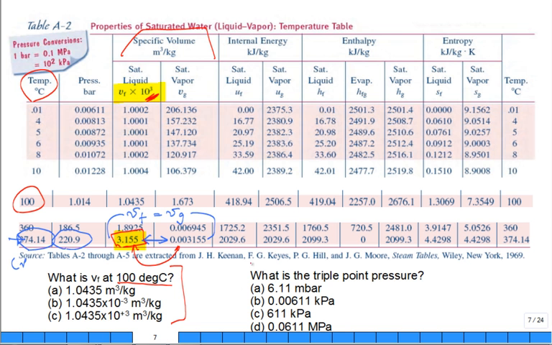Here's another question. What is the triple point pressure? Triple point. Yeah, what is the triple point pressure? The numbers shown on this here plot. Is it 6.11 millibar, 0.00611 kilopascal, 611 kilopascal, or 0.0611 megapascal? And we'll go ahead and take your answers.